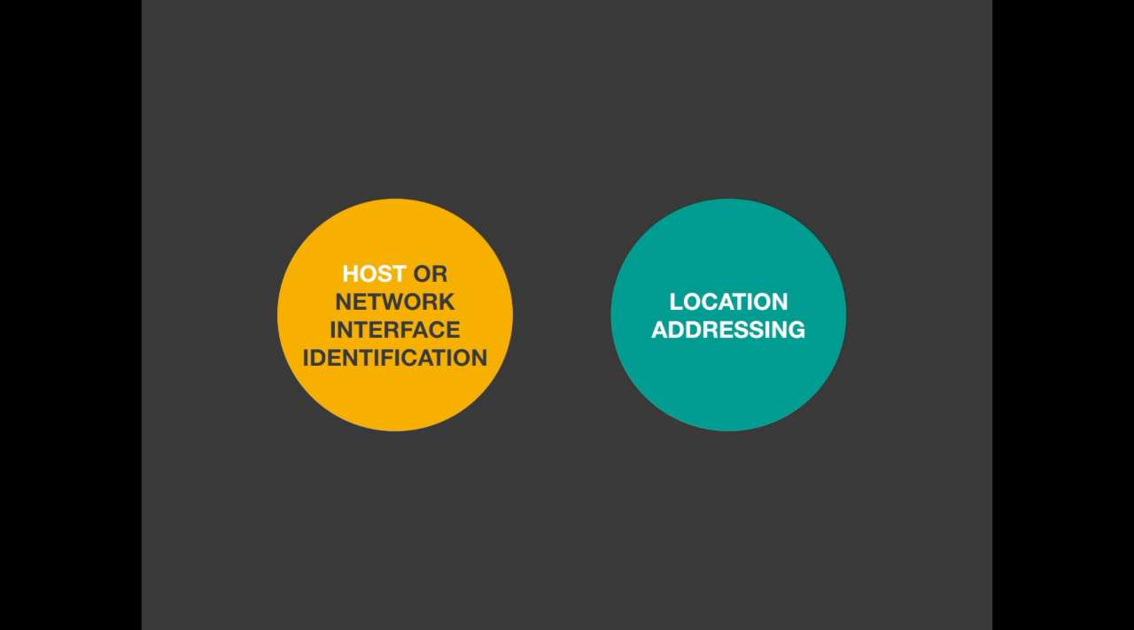To sum it up, the address serves two principal functions: host or network interface identification, and location addressing. Its role has been characterized as follows. A name indicates what we see. An address indicates where it is. A route indicates how to get there.